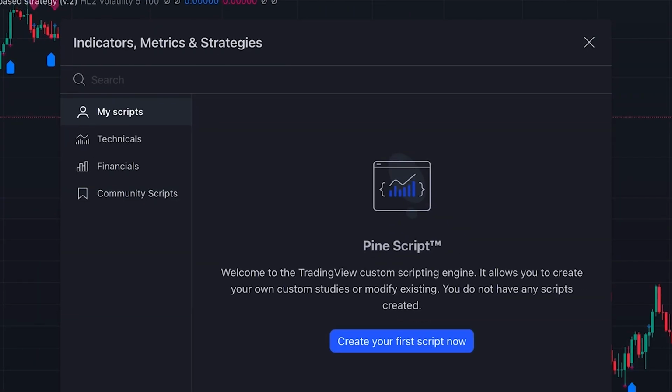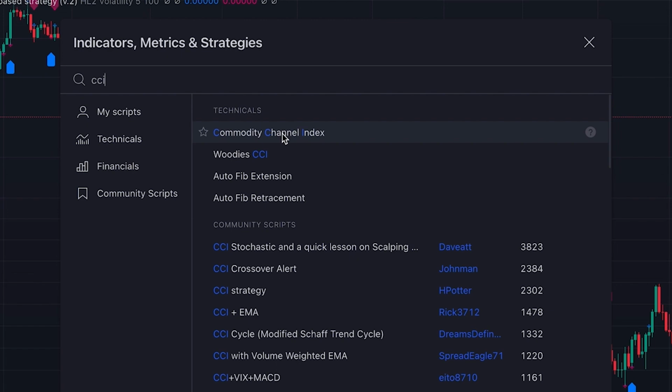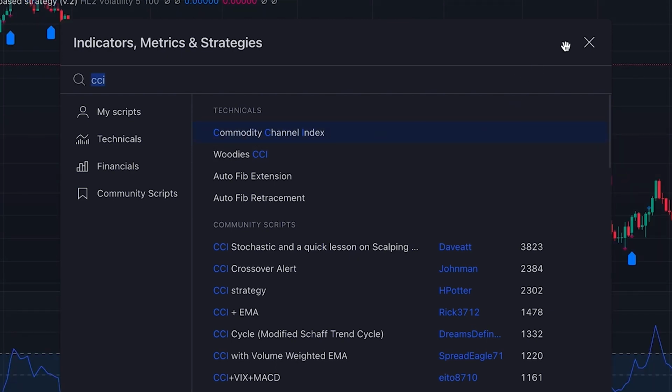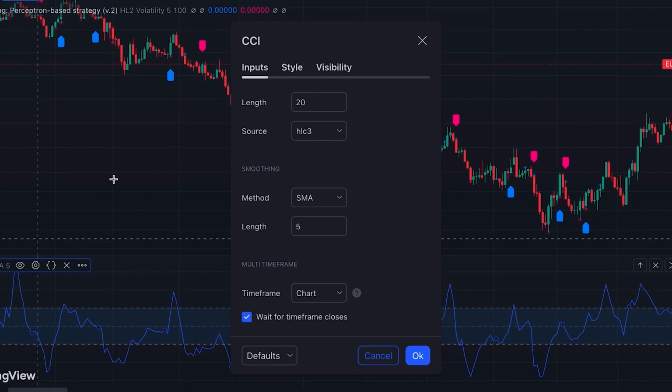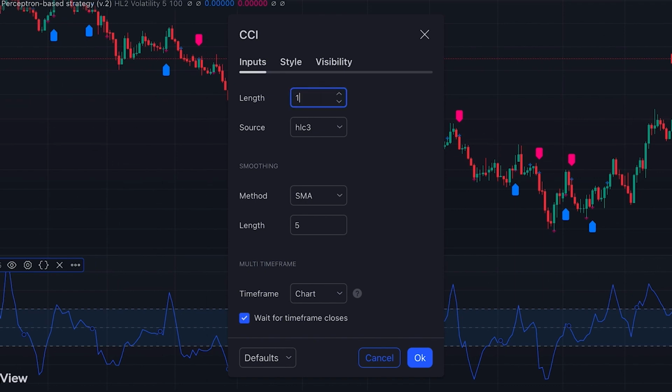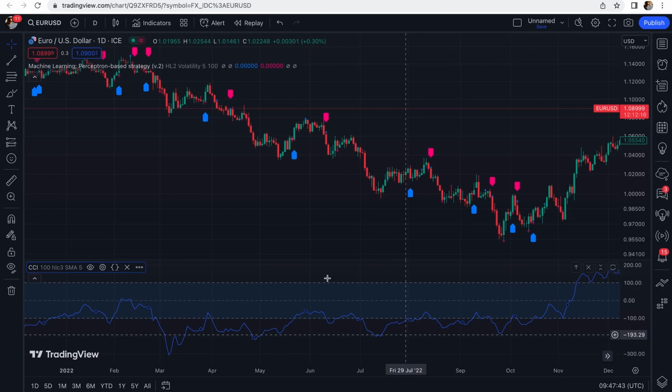So for this purpose, to filter the signals that are against the current direction of the market, here we click on indicators and we search CCI, this one, Commodity Channel Index, and we need to change its settings. Here for the length we set it at 100. Alright, now the CCI will help us with the overall trend of the market.